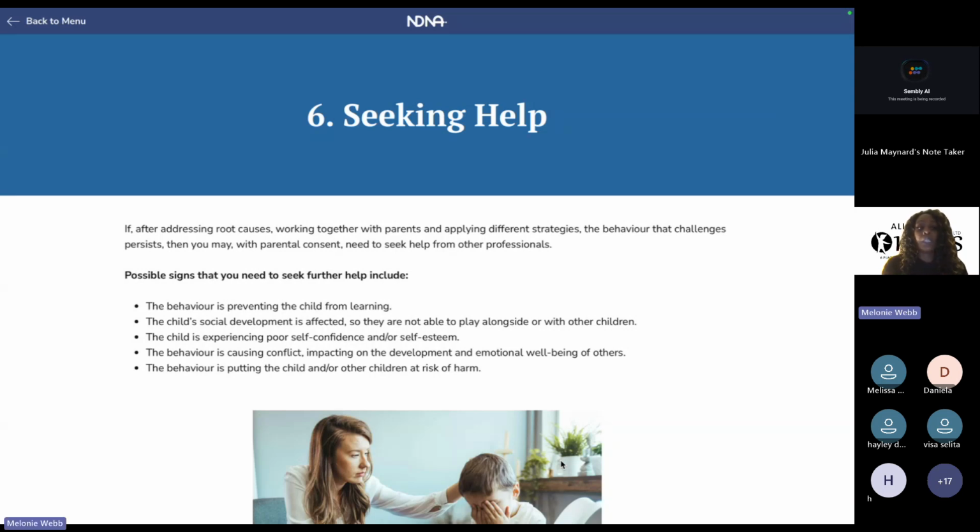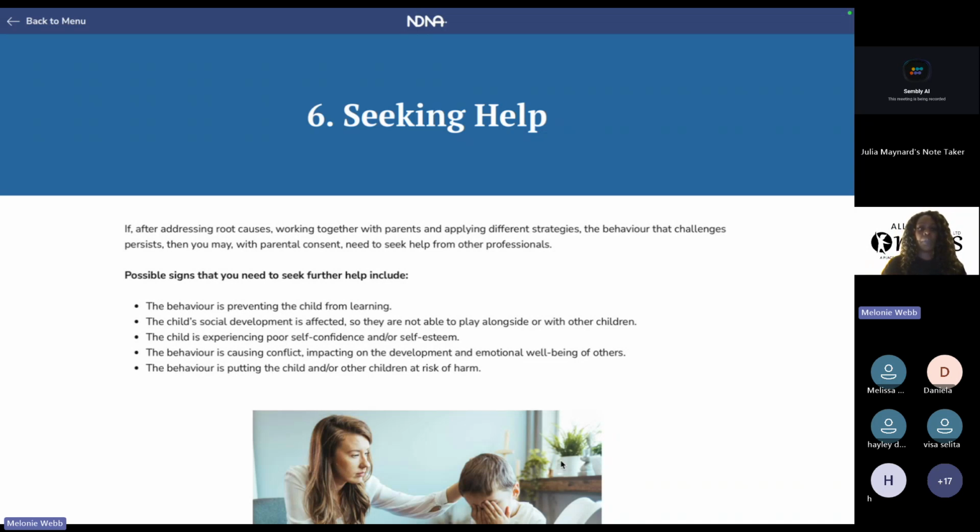If after addressing the root causes, working together with parents and applying different strategies, the behaviour that challenges persists, you may, with parental consent, need to seek help from other professionals. So after you've had all of those conversations with the SENCO in your setting, it might be time to look at how you can get support within the local authority to help support the child's development.